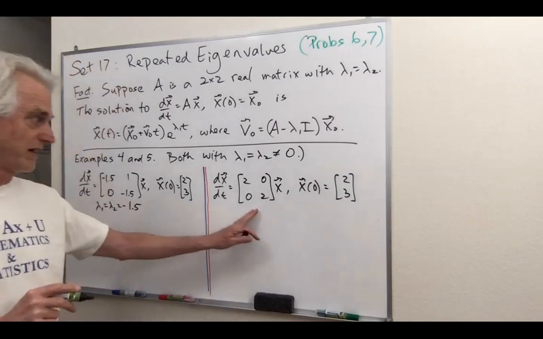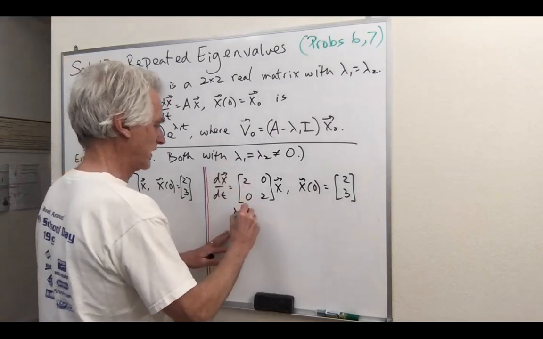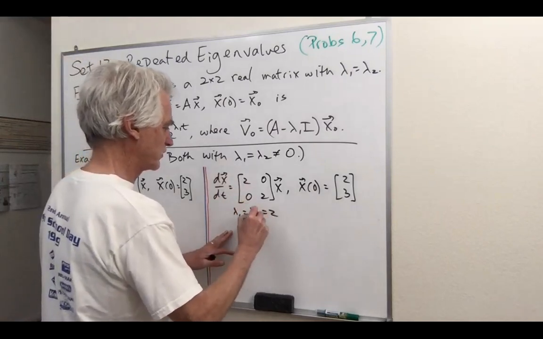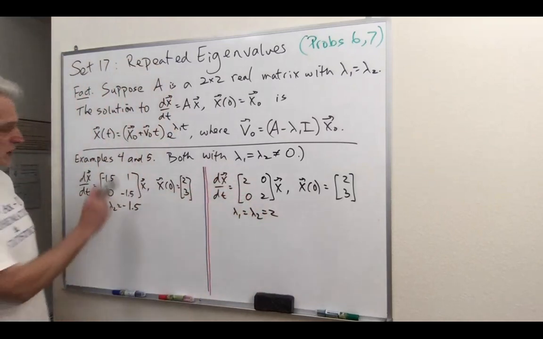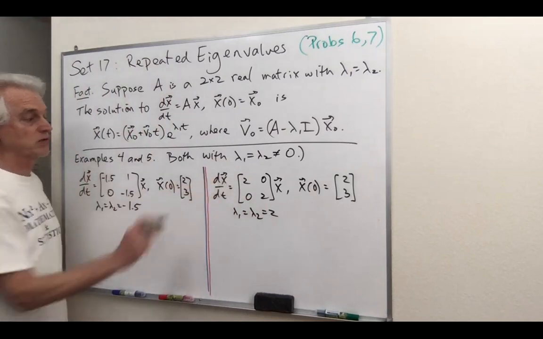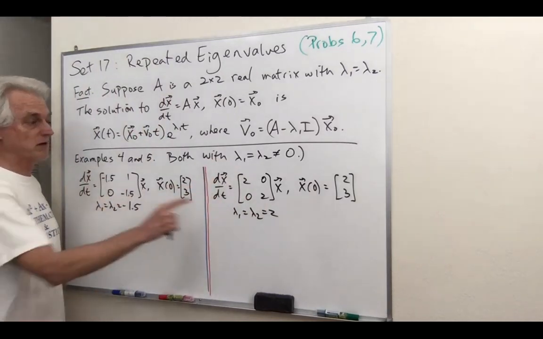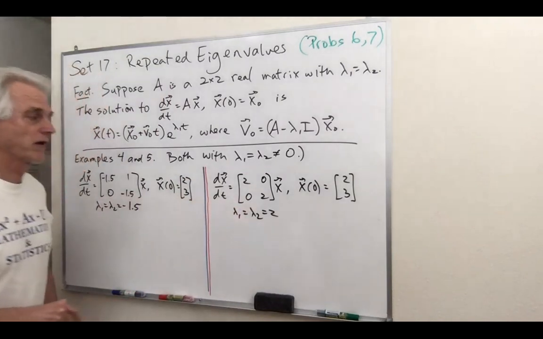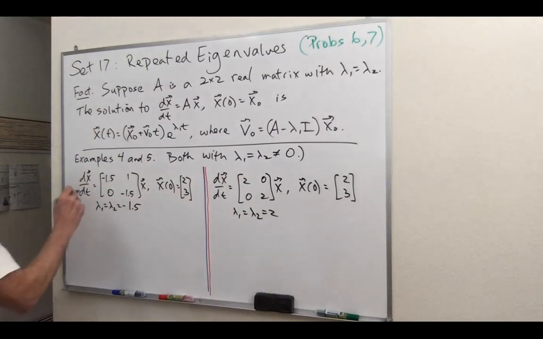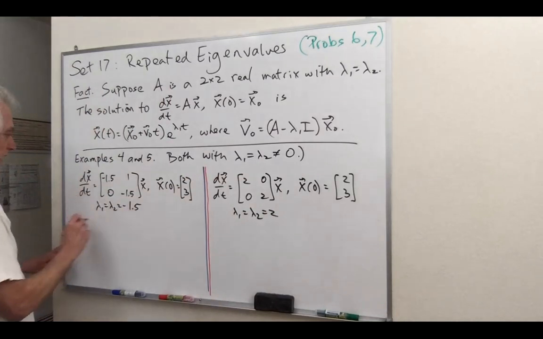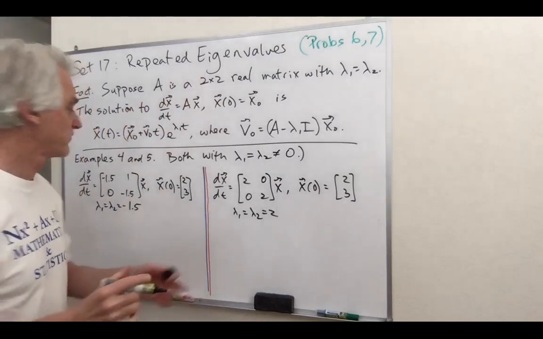And this one here has lambda 1 equals lambda 2 is 2. And again, the eigenvalues in both of these cases are just the diagonal entries because of the 0 here in the bottom left. Okay, here it has 0 in both places. Okay, so in both cases, we're in this situation, we need to compute the v vector.